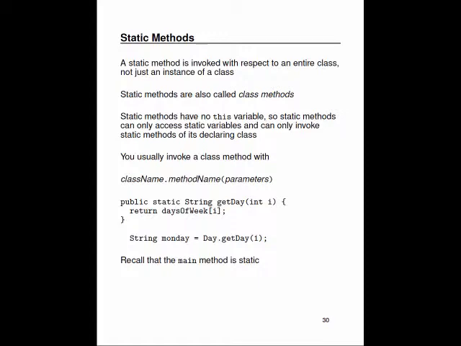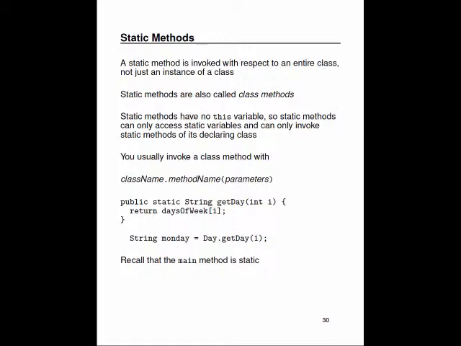Similarly, static methods are invoked with respect to an entire class, not just an instance of the class. And because they are static, they don't have a this variable. Now, this is a special variable that can be used in an instance method to refer to the object itself, the object on which that method is being invoked. You don't have the this variable inside a static method because there's no object there.